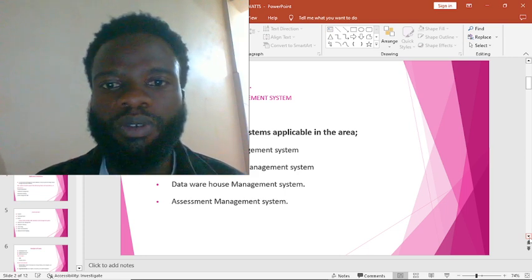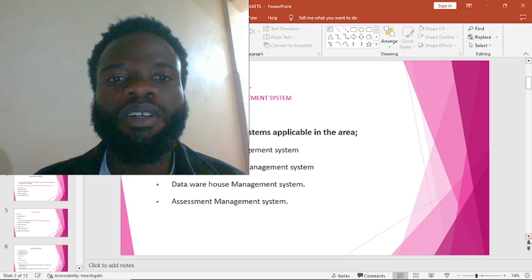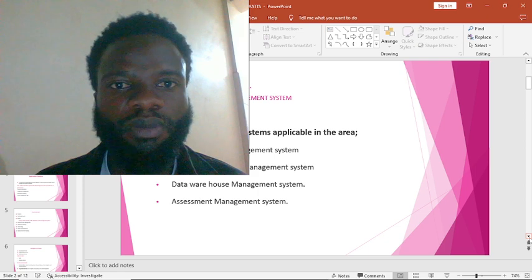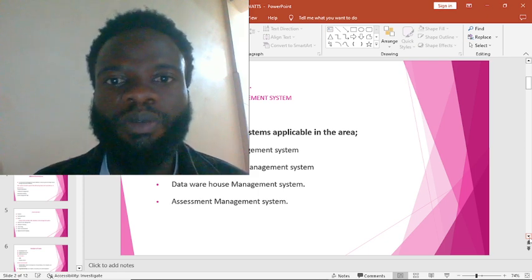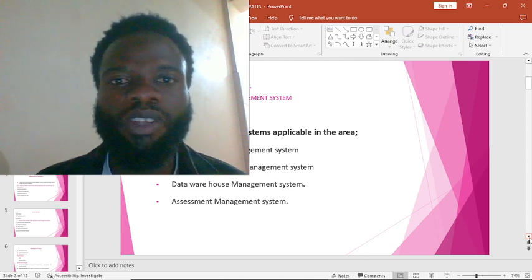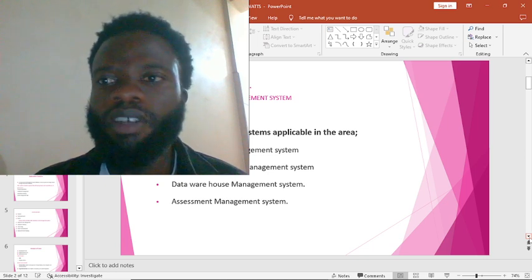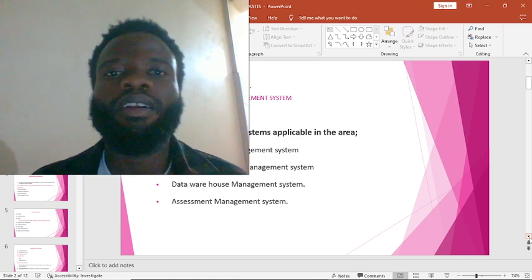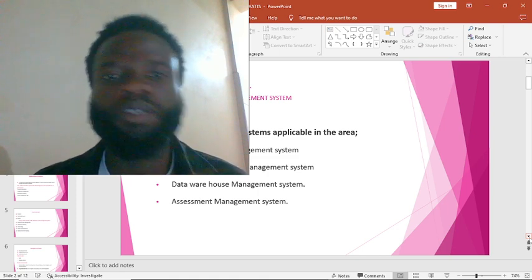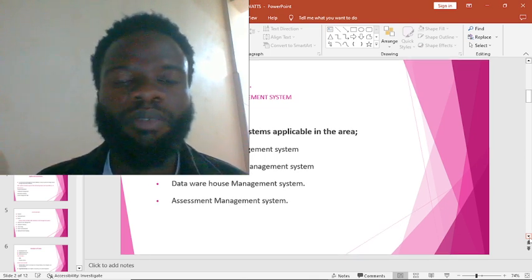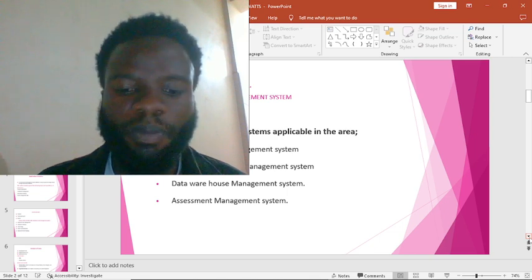The possible database systems applicable in this area are students record management system, student information management system, data warehouse management system, assessment management system. In this students record management system, it can be used in institutions like universities, secondary schools and colleges to track the information of students like students' performance, students' attendance, students' exams done per semester or per year.